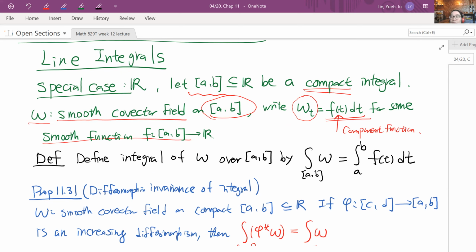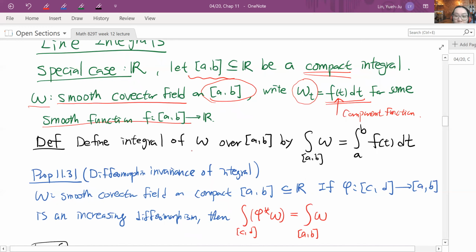So once we can rewrite a smooth covector field on the interval as f of t times dt, and this should be defined globally, then we can define such an integral. Okay, so we can define the integral of this covector w over the interval by the following. And you will see that this really looks exactly like the usual integral on R, right?